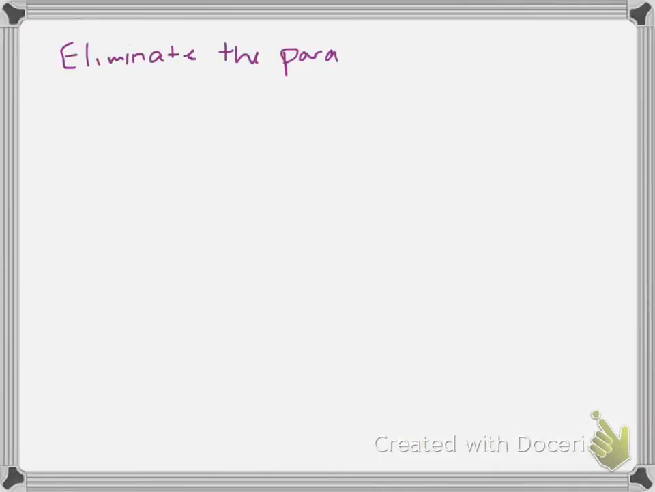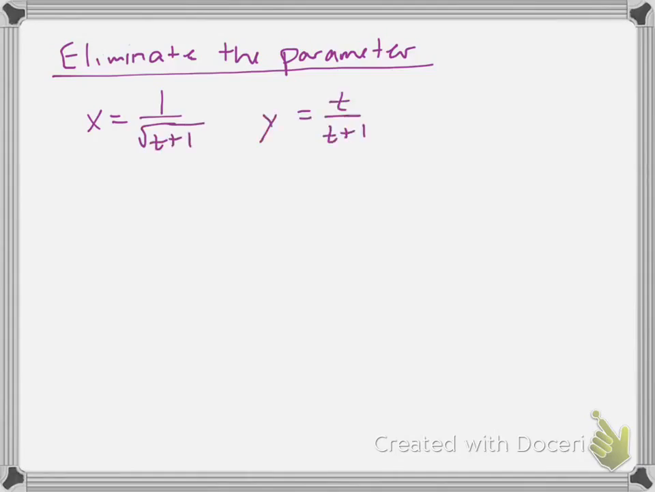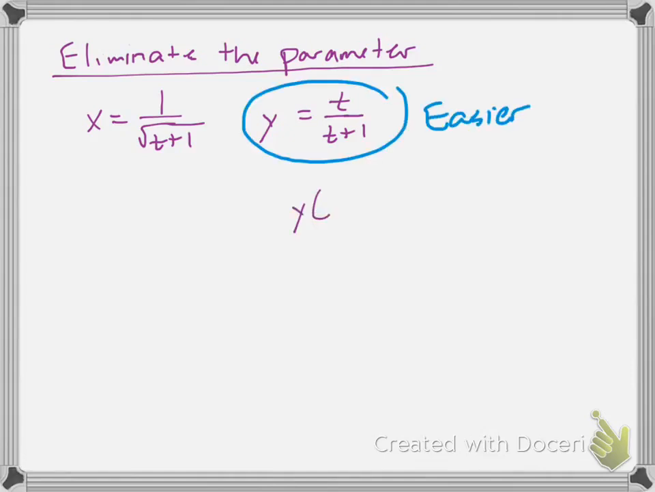We want to get to the function. So the last thing you do is you always want to eliminate the parameter and talk about what this function is. It's an upside down parabola, so I think we have in our mind something negative x squared-ish. So when we do that, solve for t in one of them. I think the right hand is easier.